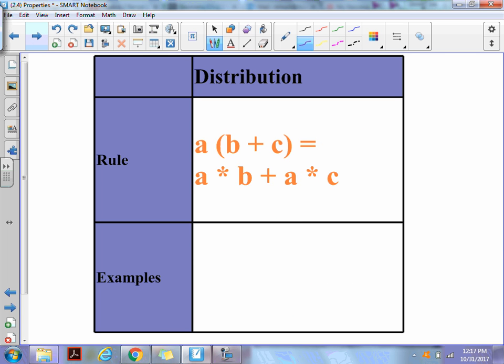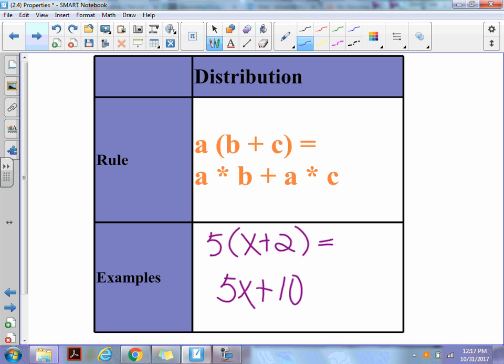Okay, and good old distribution. We did this earlier today. Just distribute it. You take what's outside and distribute it to everything on the inside. What's the operation we use with the distribution property? Multiplication. Good. All right, questions on those properties?